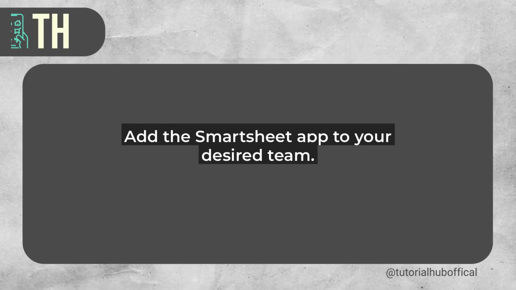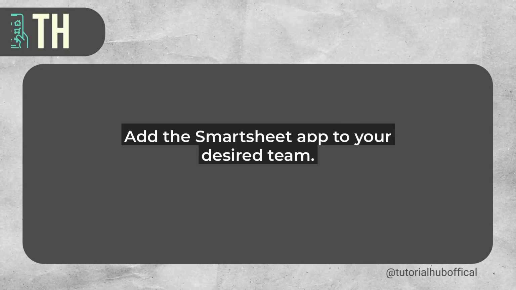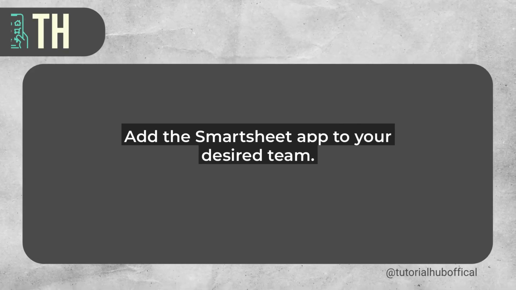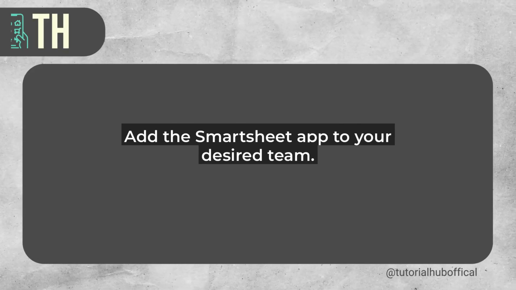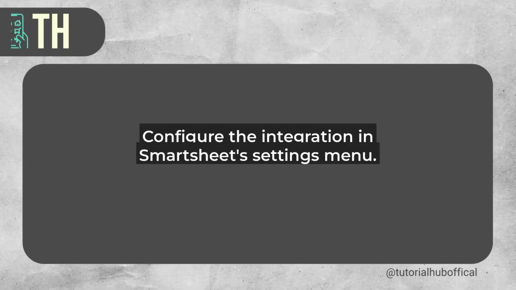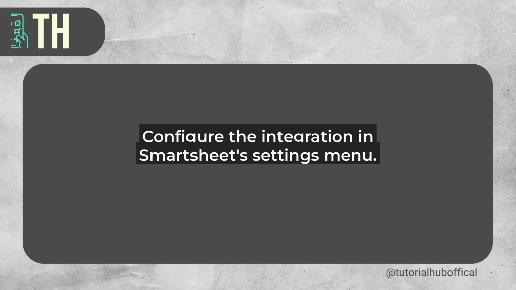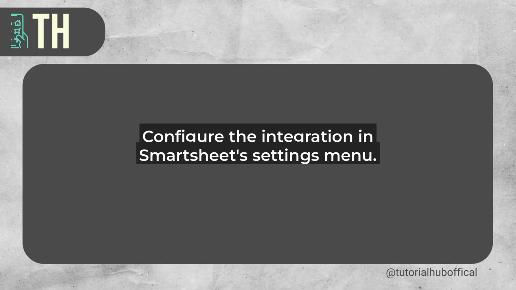Now, for the fun part, configuration. After adding the app, go to the Smartsheet dashboard. Look for the Integrations or Apps menu. It's usually under Settings. Connect your Smartsheet account to Teams by authorizing the link. This might involve granting permissions for data sharing, so double-check what you're allowing.